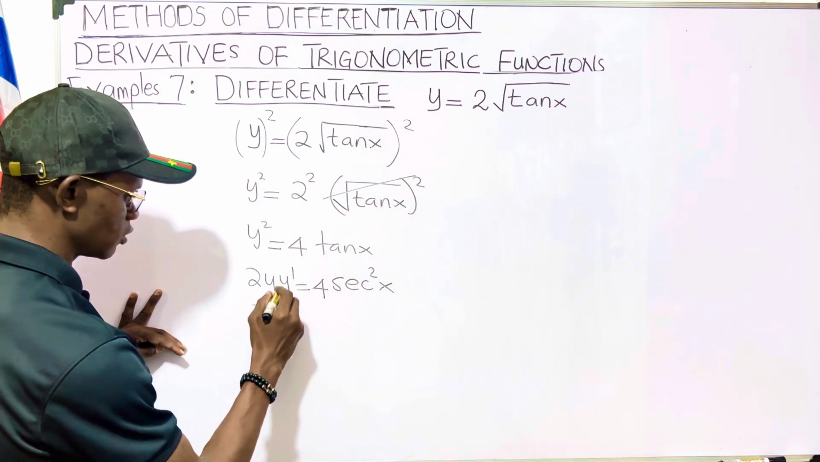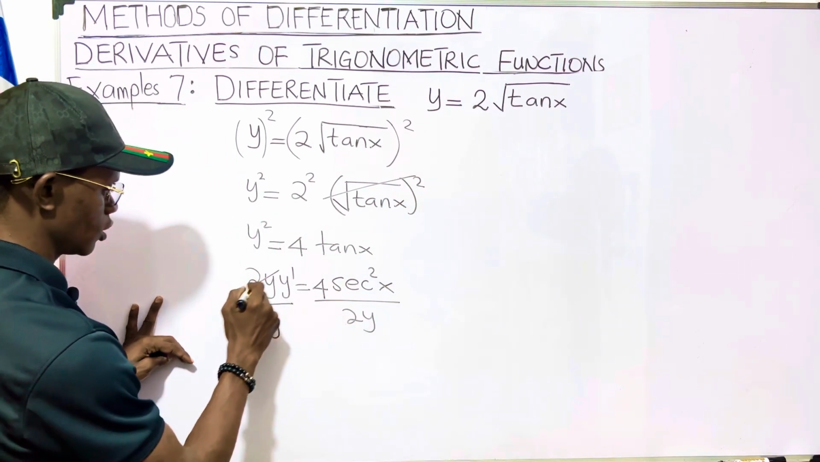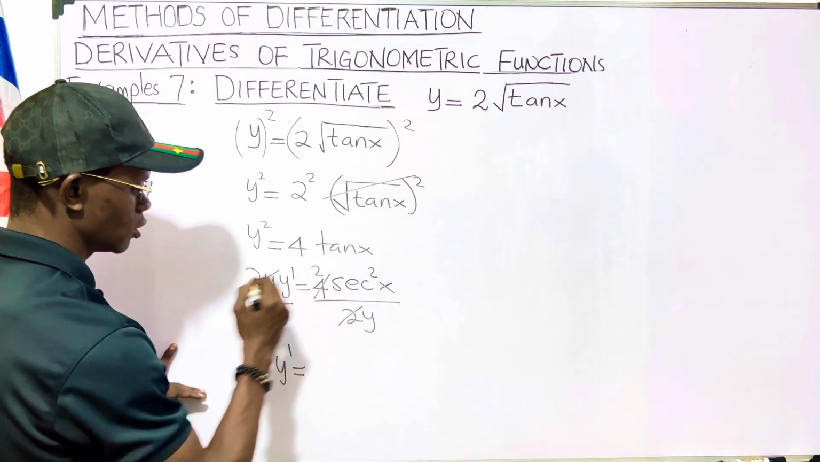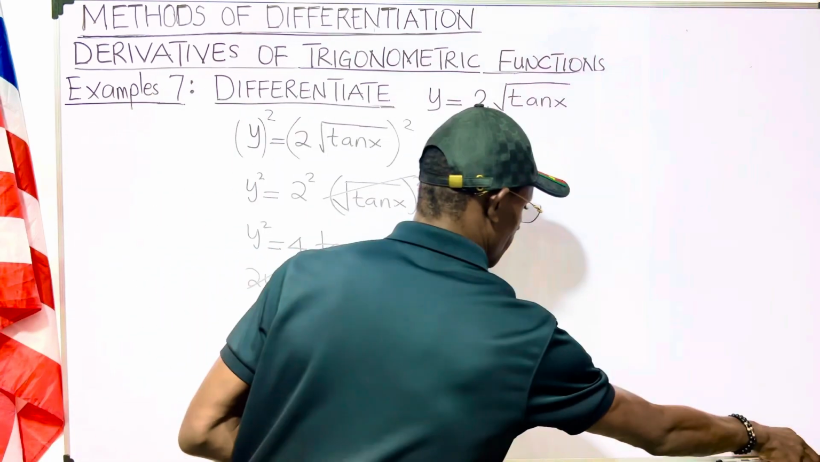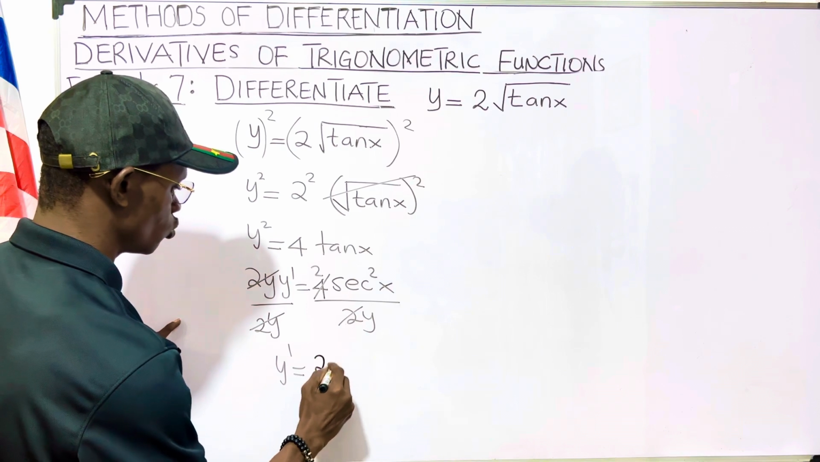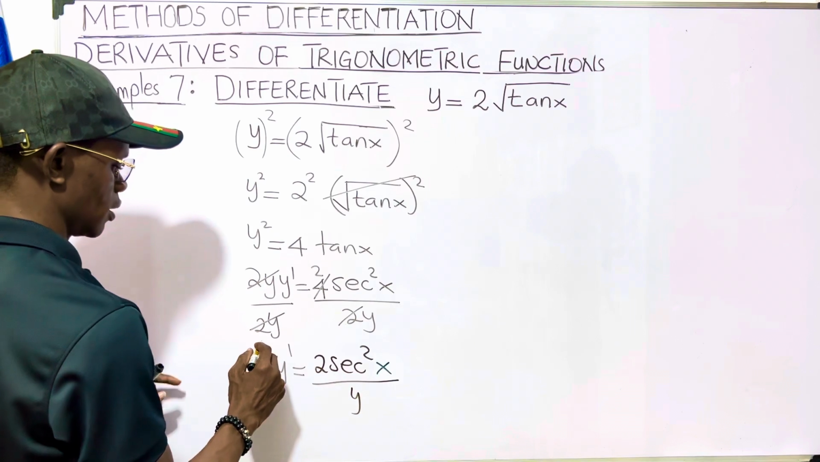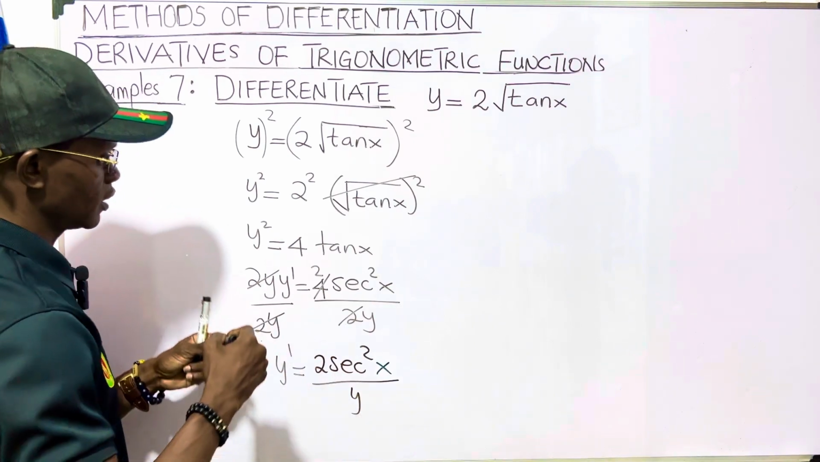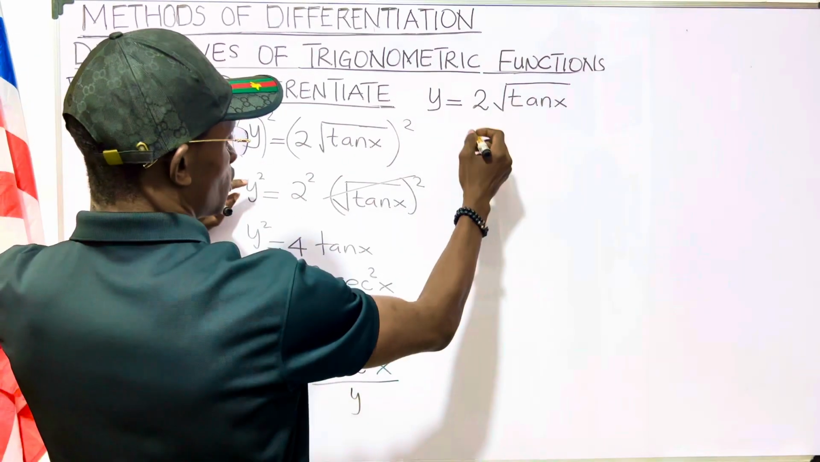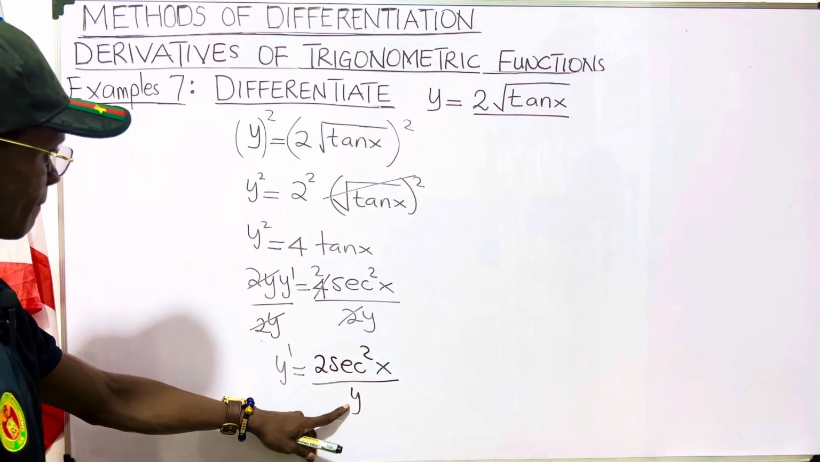So remember, you must solve for y prime. So we divide both sides by 2y. So 2y cancels 2y. Y prime now equals, this 2 cancels 2 from here, so we'll be left with 2 secant squared x all over y. But we need to bring in the value of y. Initially we had y equal to this expression, so we must bring in the value of y.